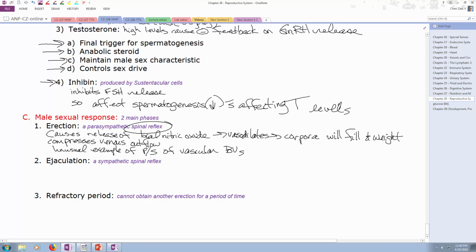And so medications for erectile dysfunction, the inability to achieve or maintain or sustain an erection, are going to cause an increase in local nitric oxide. And the nitric oxide causes rapid vasodilation, which means rapid fill, and that rapid fill causes increased weight, which will compress the venous outflow. And that's actually how it works.